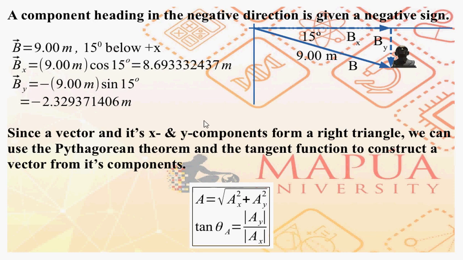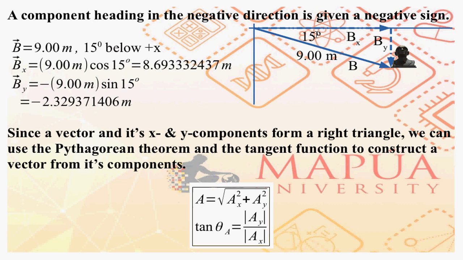If you know the x and y components of a vector, and a vector and its x and y components form a right triangle, we can use the x and y components to determine the vector. We can use the Pythagorean theorem to get the magnitude of the vector. So if you know ax and ay, use the Pythagorean theorem. A is equal to the square root of ax squared plus ay squared. You have the magnitude of the vector.